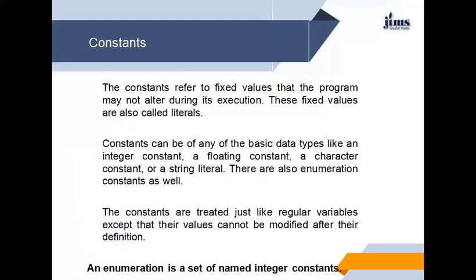Constants. Now we will see the constant. Constants refer to fixed values that the program may not alter during execution. These fixed values are also called literals. A constant can be of any of the basic data types like an integer constant, a floating constant, a character constant, or a string literal. There are also enumeration constants as well. Constants are treated just like regular variables except that their values cannot be modified after their definition. An enumeration is a set of named integer constants.